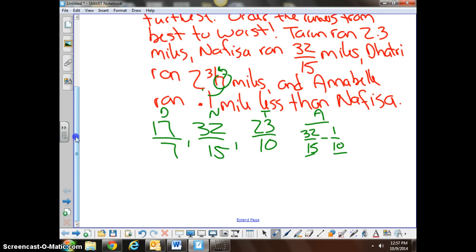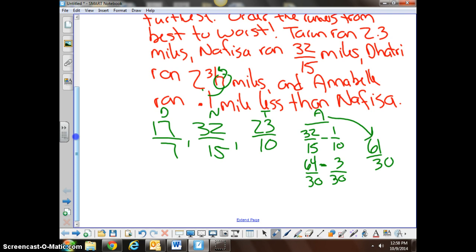So in order to subtract, we know we have to have a common denominator. And what is a common denominator for 15 and 10? 30. So the least common multiple of 15 and 10 is 30. I like to just write the whole thing out. 32/15 is now going to be 64/30, and 1/10 is now going to be 3/30. And how far did Annabelle run? 61 over 30. Now we have everybody aligned, correct?